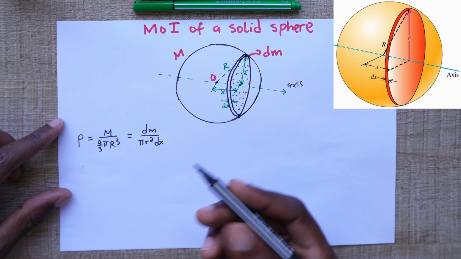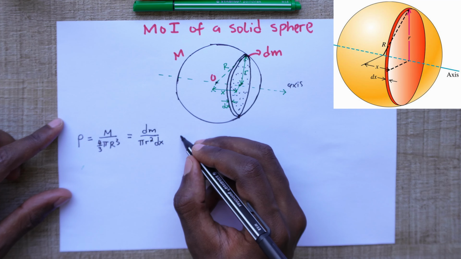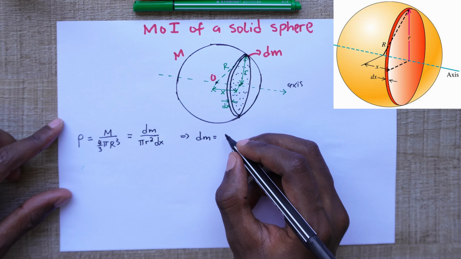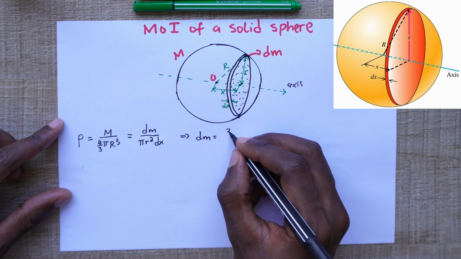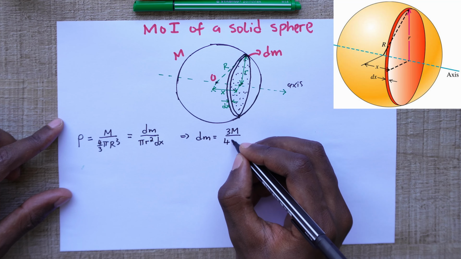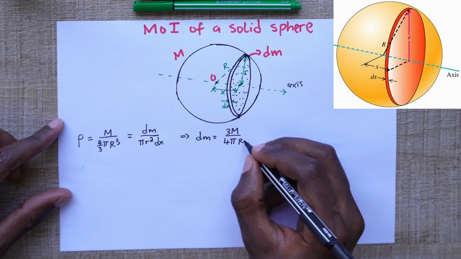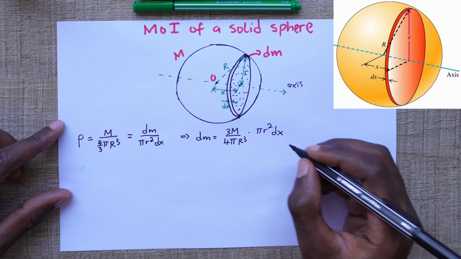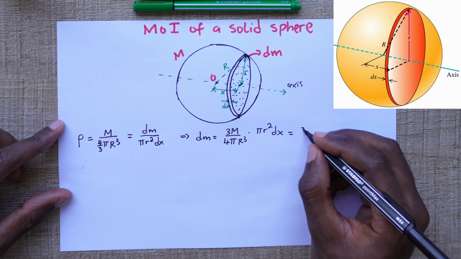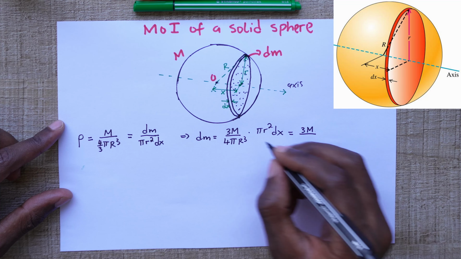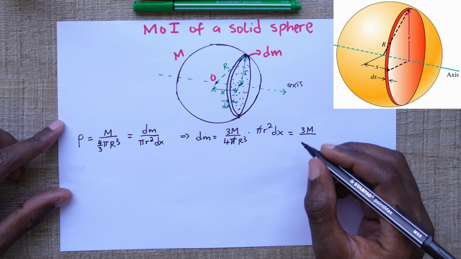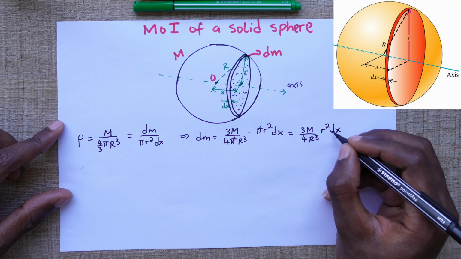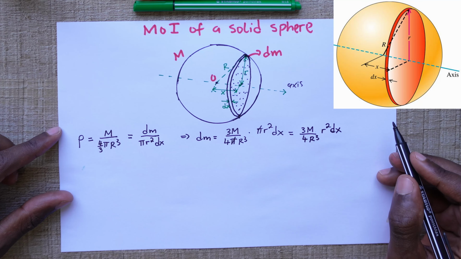So from here, we can already write the expression of dm, which is the mass of our element. That's going to be 3M over 4 pi R cubed times pi r squared dx. You can simplify this further. The pi's cancel, and we have 3M divided by 4R cubed, which is a constant, times r squared dx. So this is the mass of the element.